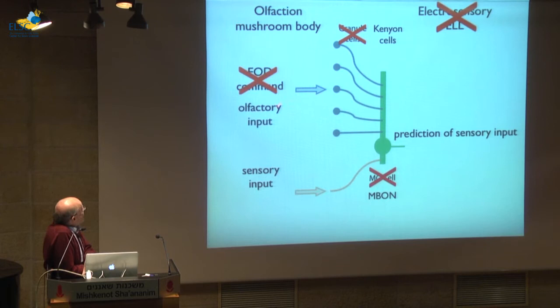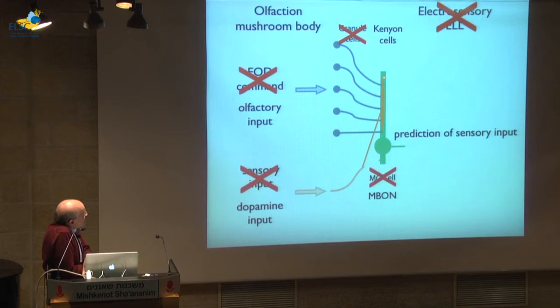So remember, this is kind of a different thing. The sensory input in the electric fish was this guy. This is the input you're trying to predict, and this was the corollary discharge. Here, the olfactory input is actually the structure from which you're making the prediction. And this guy, instead of a sensory input, is a dopamine input. And instead of driving the cell, what it does is modulate plasticity.